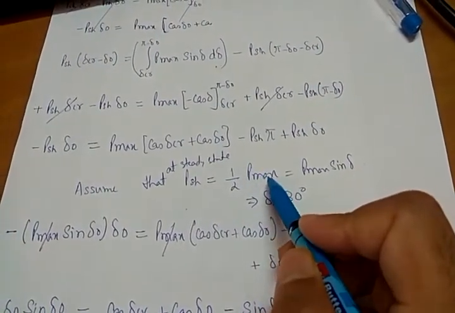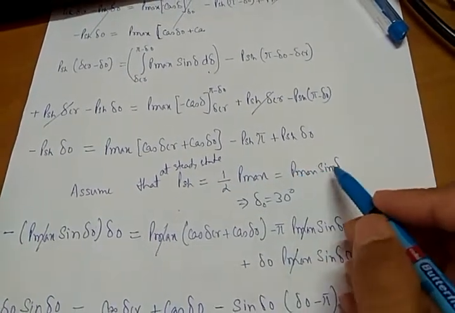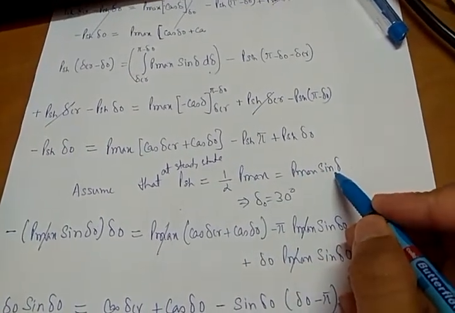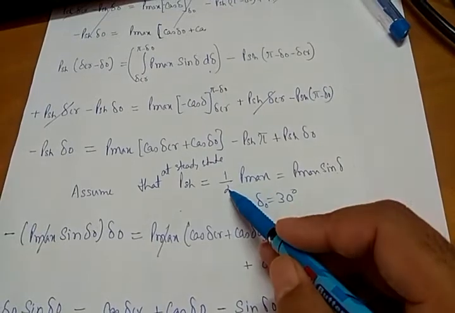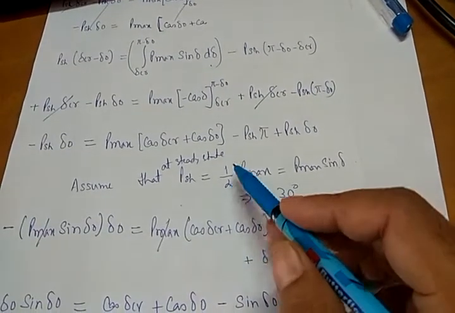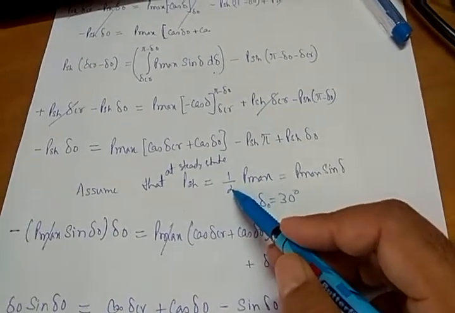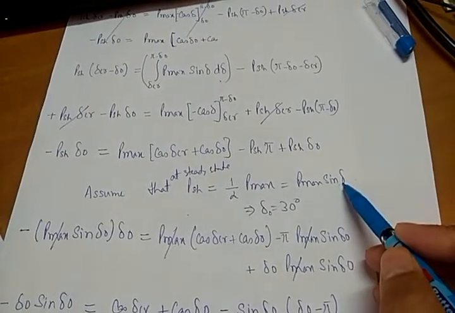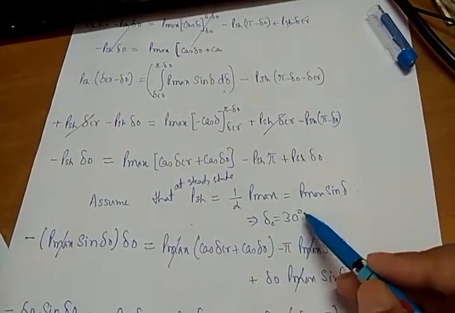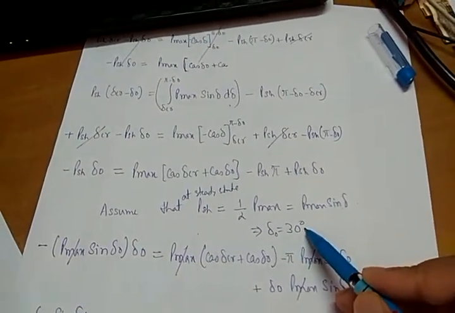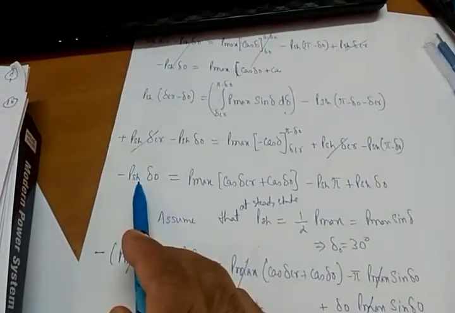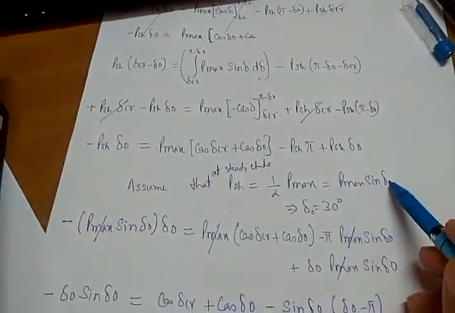So I can write it as P max sine delta. Okay, 1 by 2 is nothing but sine 30. So P max sine delta naught comes out to be, delta naught comes out to be 30 degrees. So instead of P shaft, I will write P max sine 30.